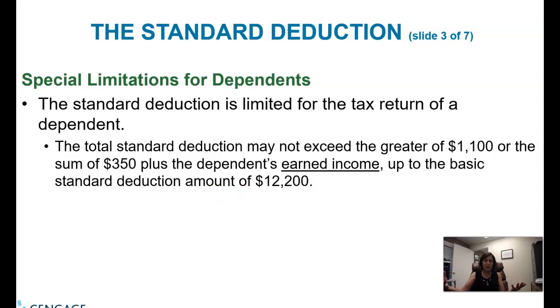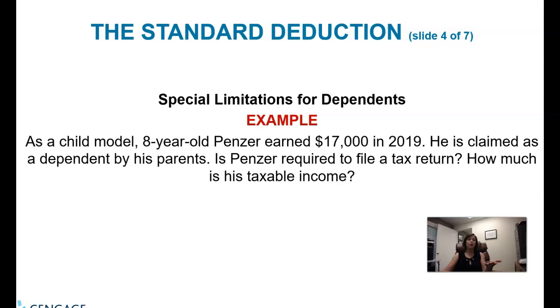What in the world does that mean? I'm glad you asked. So here we have an example of 8-year-old Penzer, and poor Penzer is going to have to live with that name. So let's hope that the tax laws treat him more favorably. Penzer earned, he's quite an industrious 8-year-old, $17,000 in 2019. Not sure what Penzer did, but more power to Penzer for being industrious. And his parents claim him as a dependent on their taxes. Does Penzer have to file a tax return, and if so, how much is his taxable income?